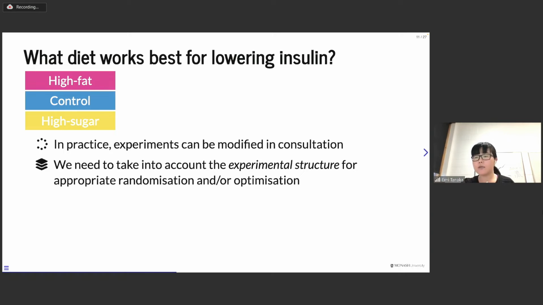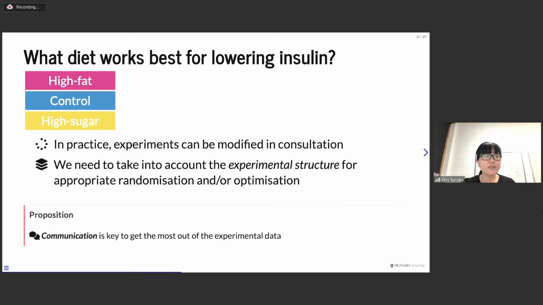So in order to do your experiment, you need to extract that information out from the domain expert. And my proposition is that communication is really the key to getting the most out of the experimental data. Without getting that information, you can't really do a design well. While we like to think that coming up with a complex design is good for getting the most efficient information out of it, without having extracted the relevant key information, you won't be able to do the design process well enough.